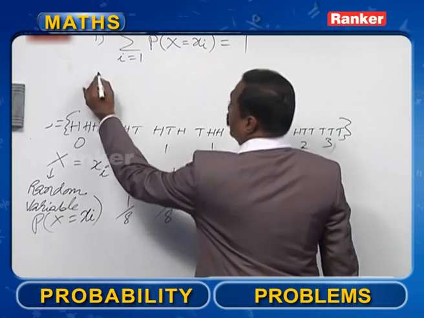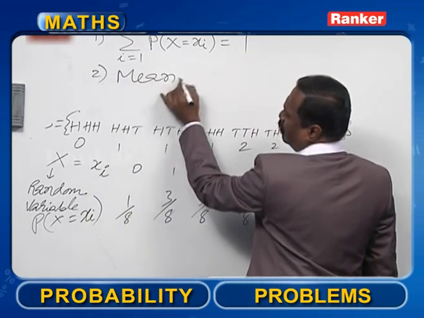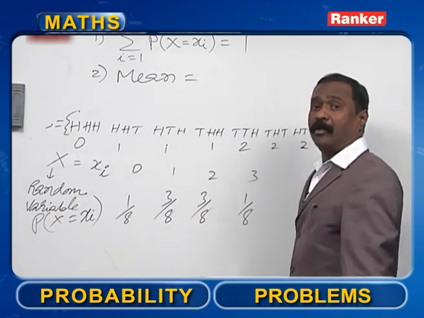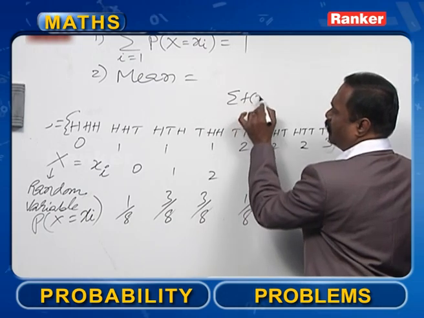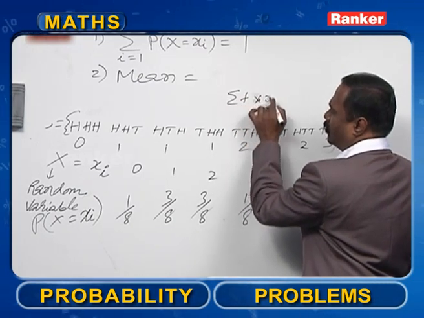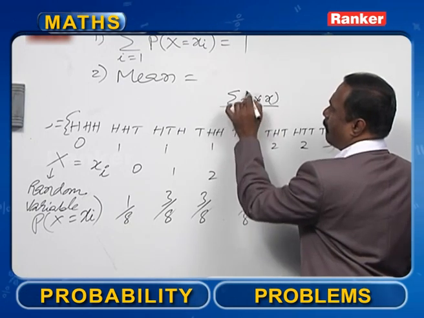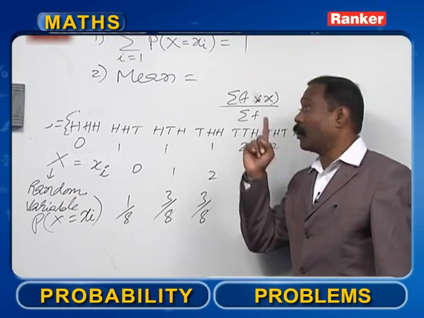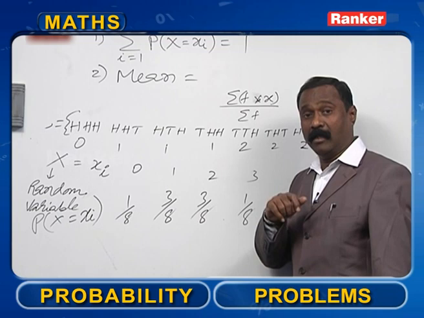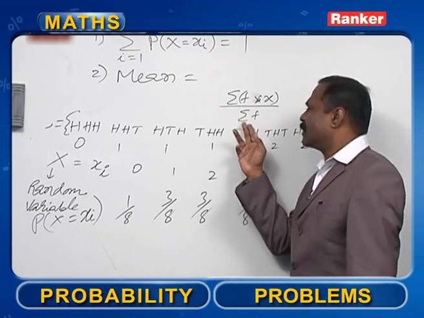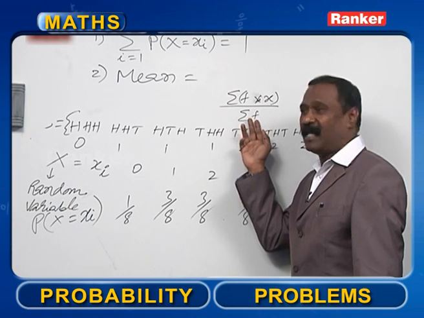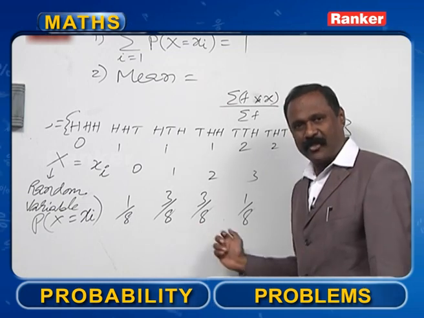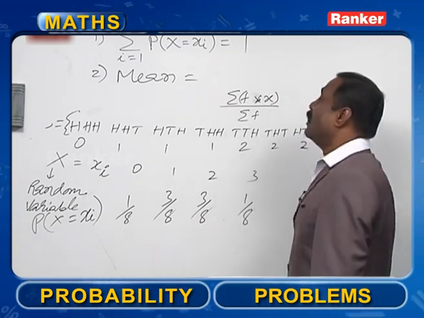Understand? Now, number 2, mean. You might be remembering in frequency distribution, you have sigma fx upon sigma f, sigma f into x upon sigma f, which you have done in your lower classes to find out the mean using frequency. But what is sigma f? Sum of the frequencies. That is already placed here. Total number of outcomes is placed here. That is why you don't get this.